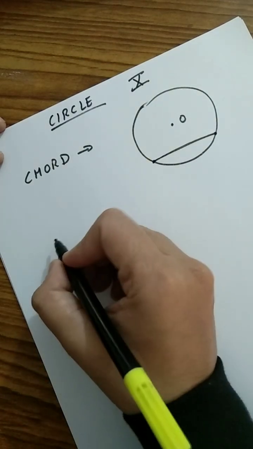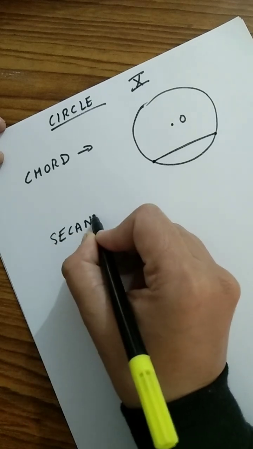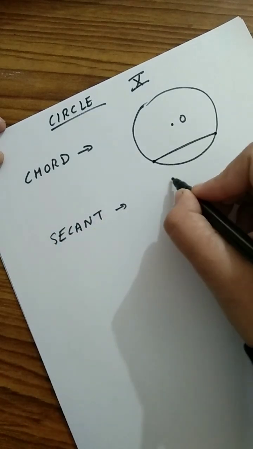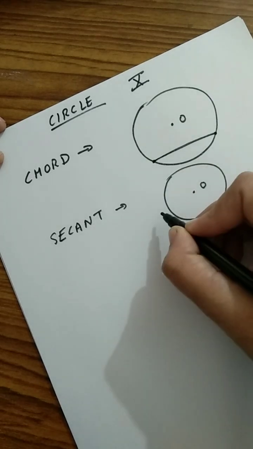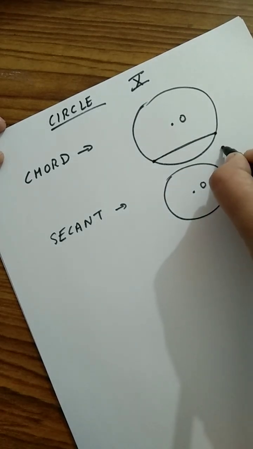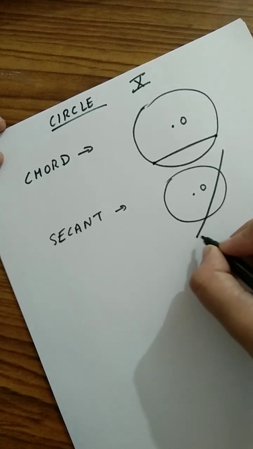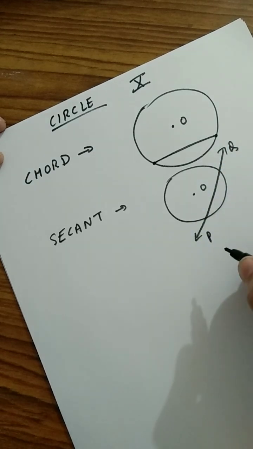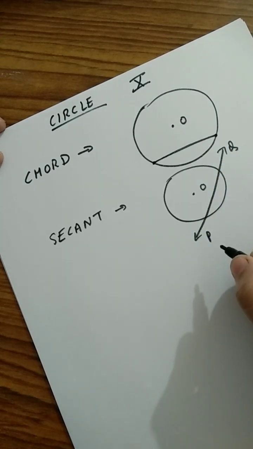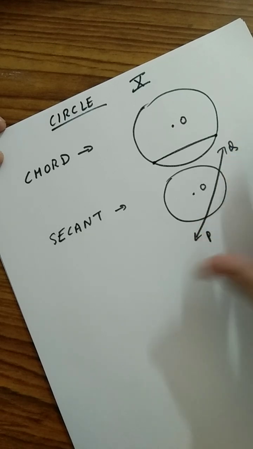Next one, I am going to draw secant. SECANT. Now for secant again we take a circle with center O. Any line which passes through the circle at points P and Q. This line is known as the secant of the circle. The line goes outside the circle also.